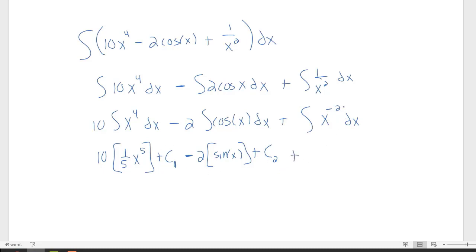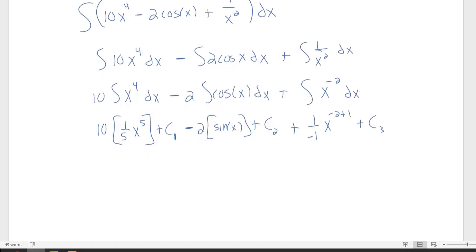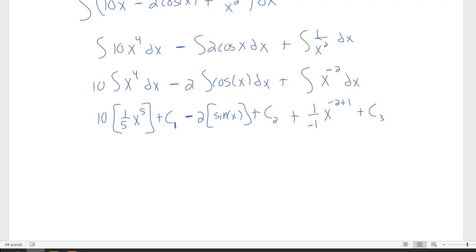And then when I take the antiderivative here, I'm going to add 1 to the power. So this is going to be -1, so I'm going to have 1 over -1. And again, technically a constant there as well. So I'm going to go ahead and simplify my antiderivative. I have 10 divided by 5 is 2, and then I get -2 sine x from here. I'm going to talk about the constants in just a moment. And then this is really minus x to the -1, which is really 1 over x here.